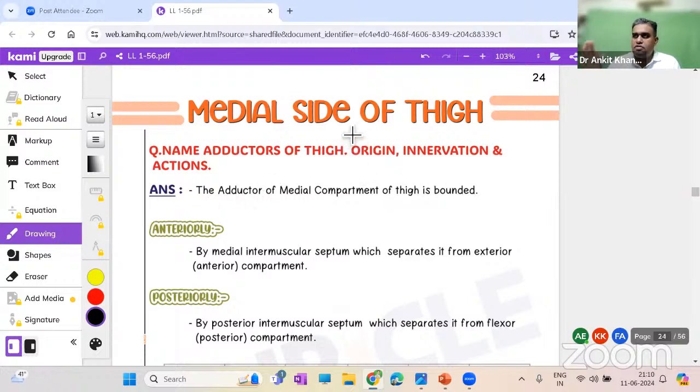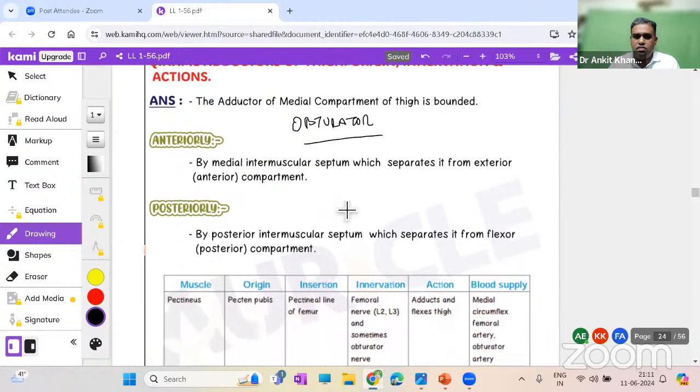Adductor compartment, medial compartment. The nerve supply of the medial side is the obturator nerve. So the nerve supply over here, the adductor compartment, is your obturator nerve. Its root value will be L2, 3, and 4. So this is the adductor medial compartment, and you have the septums.